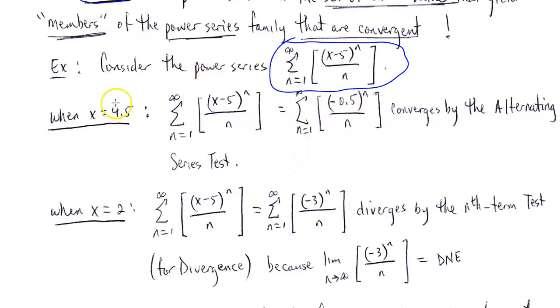So if we let x equal 4.5, so that means we plug in 4.5 right here, we see that we end up getting inside the summation operator (negative 1/2) raised to the n divided by n. And if we go through all the hoops to see whether this particular series converges or not, we see that it converges conditionally by the alternating series test.